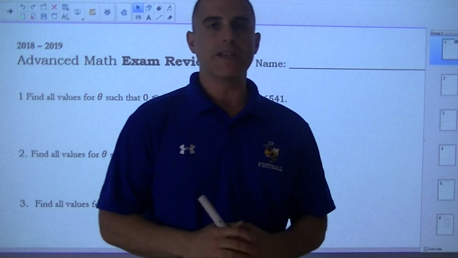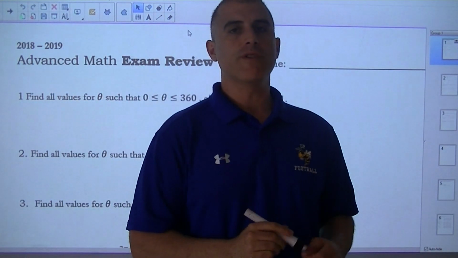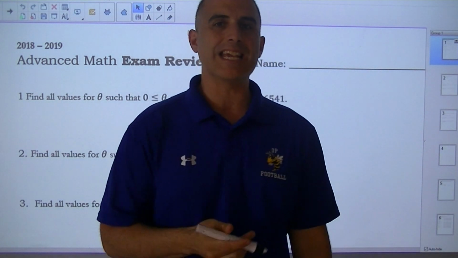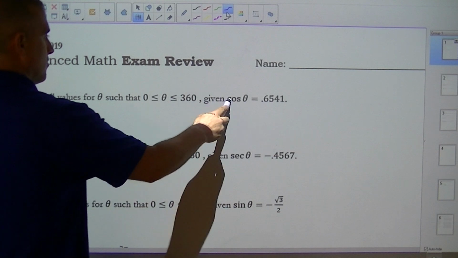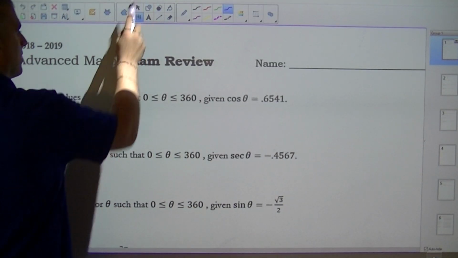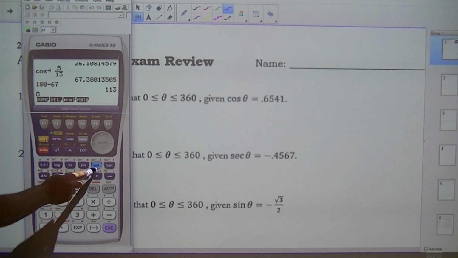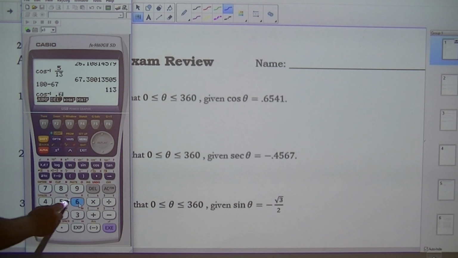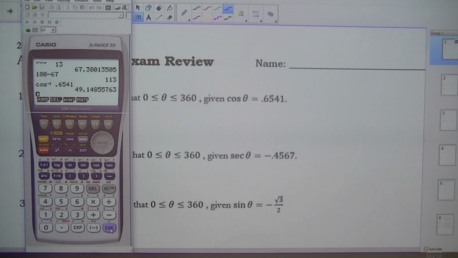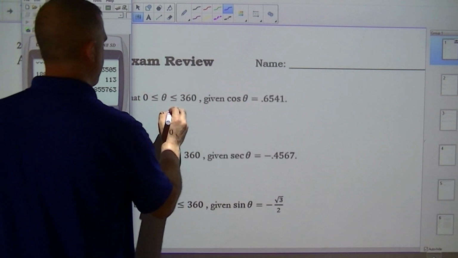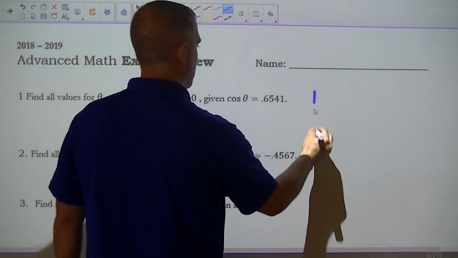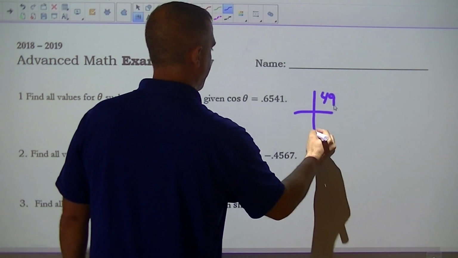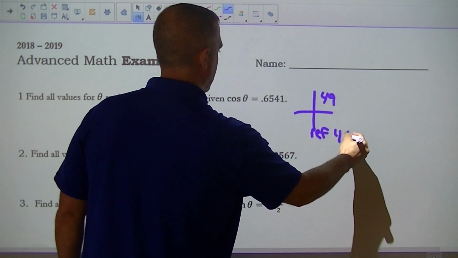Okay, this is going to be the advanced math review for 2019 for my class. All right, this first question, what you're going to want to do is go to inverse cosine and put in 0.6541. Okay, that gives you your first angle being 49 degrees. So that means that the reference angle will also be 49.